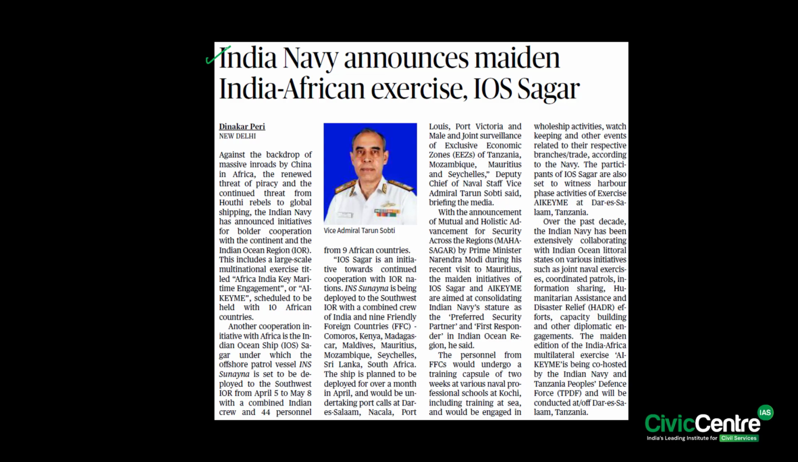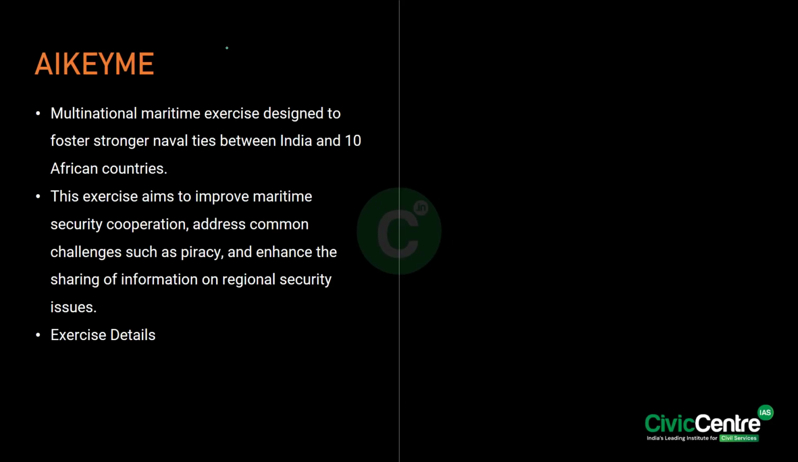See, firstly, the Africa-India Key Maritime Engagement, and this is the short form for it. It is a multinational maritime exercise designed to foster stronger naval ties between India and 10 African countries. Know that this exercise aims to improve maritime security cooperation, address common challenges such as piracy, and enhance the sharing of information on regional security issues.